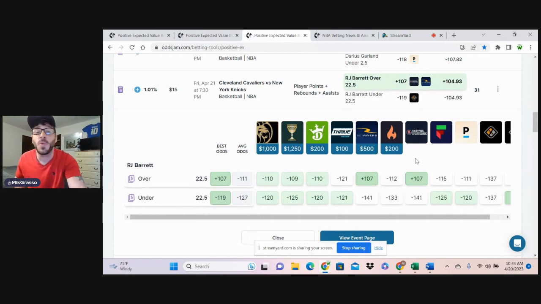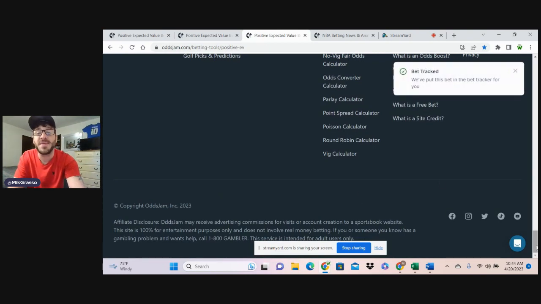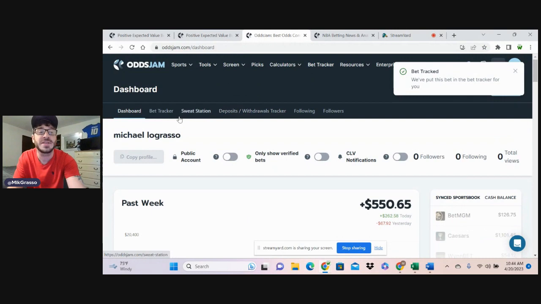But either way, getting plus 107 on a play that most books have this priced around minus 110 range is very good value as well. So I'm going to jump on this one for a half of a unit also. And those are going to be my three bets for this video for tonight's NBA playoff slate.